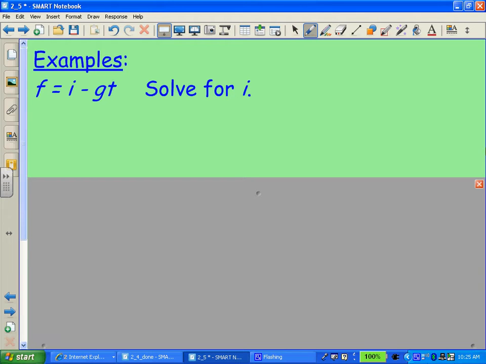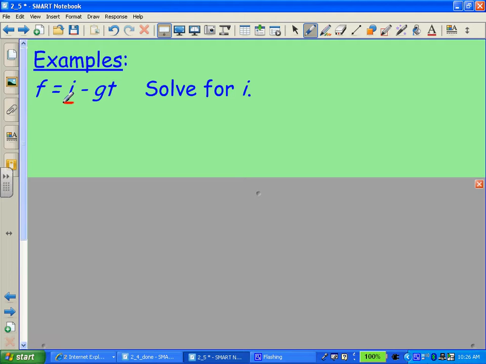So here's our first one. F equals I minus GT. I can hear you now. There's no numbers. Don't worry about that. Let's follow our steps. F equals I minus GT. Our first step was to find the variable we're solving for. We can see here it says solve for I. So here's I. There it is, I found it.